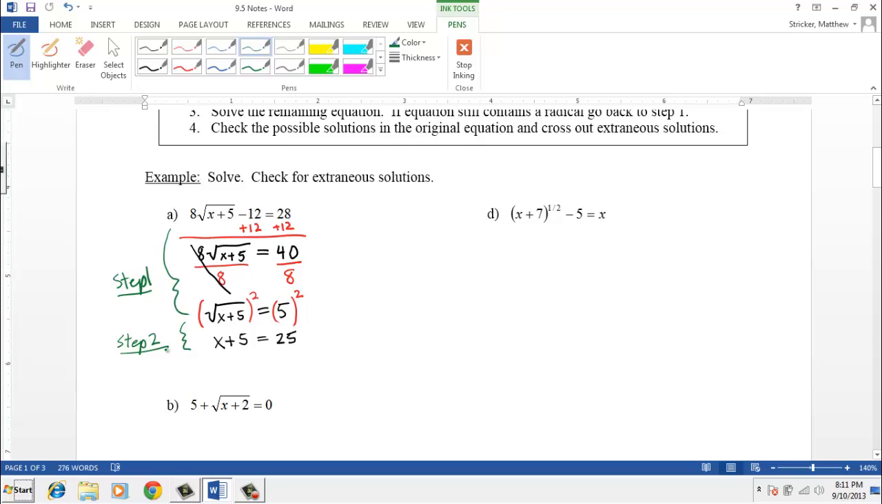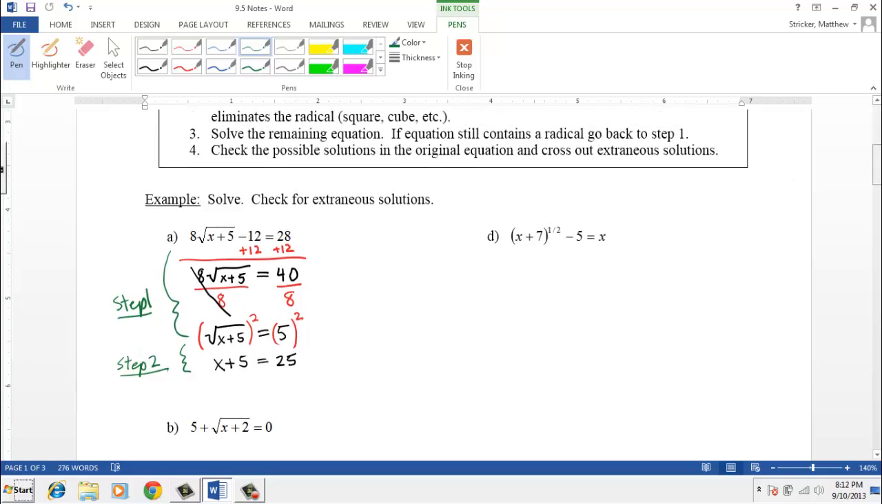Which then brings us to our third step. The third step says to solve the remaining equation. So I would need to subtract 5 from both sides. When you subtract 5, you're left with x equals 20. Not much to the third step. Sometimes there's more to it, but for this particular one, that's it.